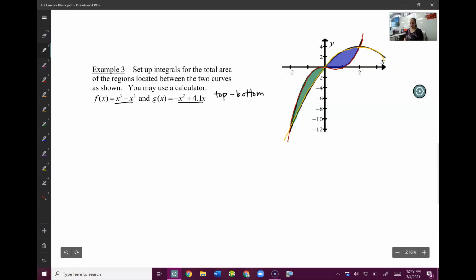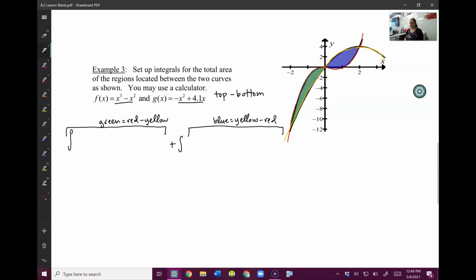So if I want to do top minus bottom, I actually need to do two integrals here and add them together. Where this first integral is the green one, which is going to be the red one minus the yellow one, top minus bottom. And this one here is the blue one, which is going to be yellow minus red, because now the yellow is on top and the red's on bottom.